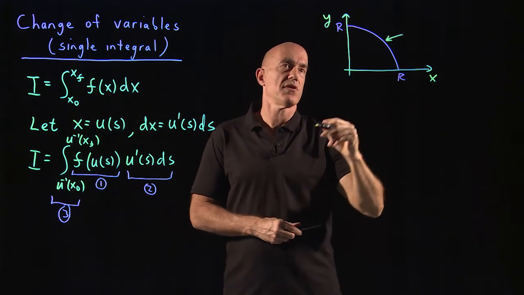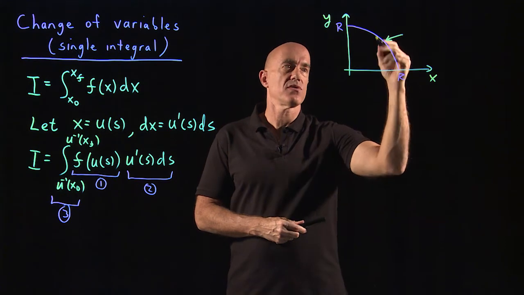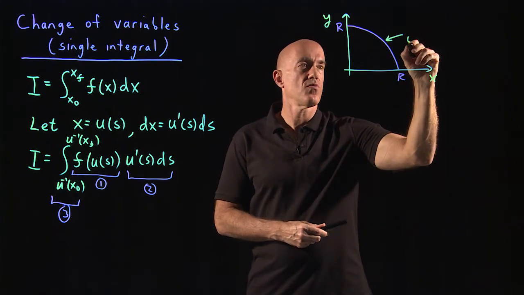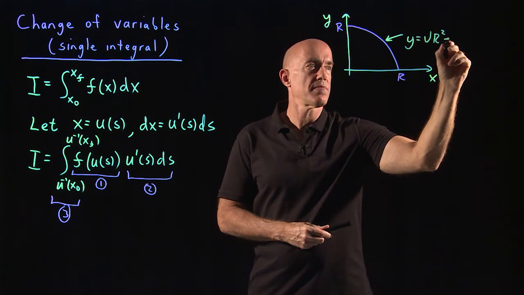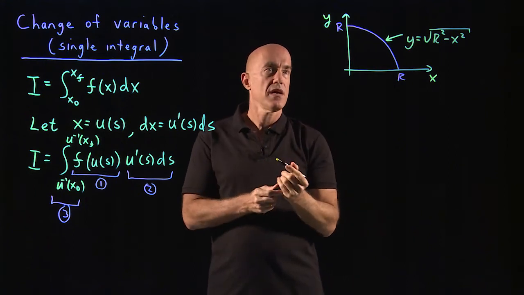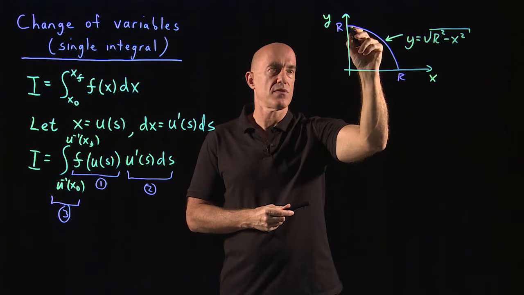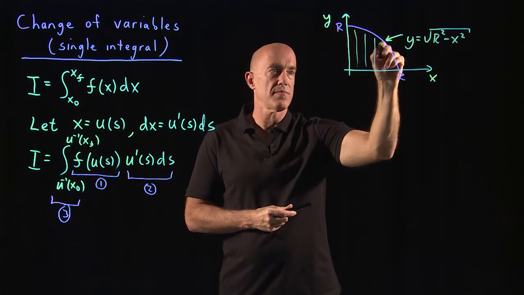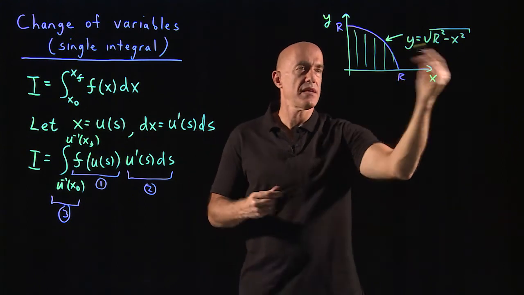This is a function of x. So we have x squared plus y squared equals r squared. So y here is equal to the square root of r squared minus x squared. Okay? If we want to integrate to find the area here, we can do a Riemann sum that looks something like this. Okay. So how do we write the integral?